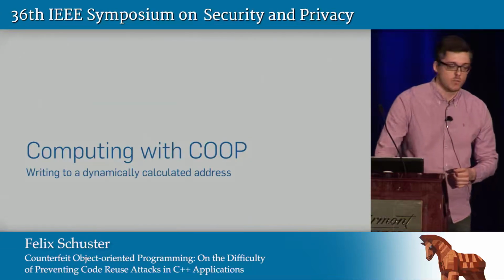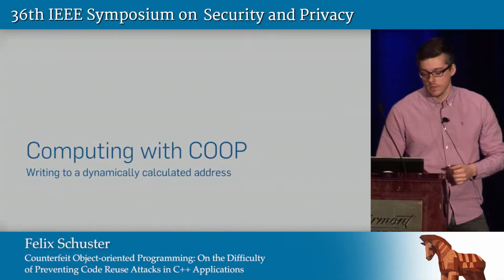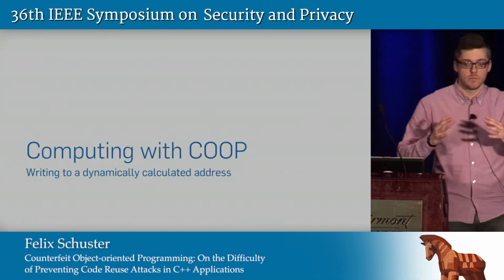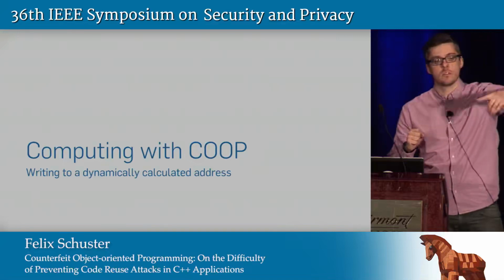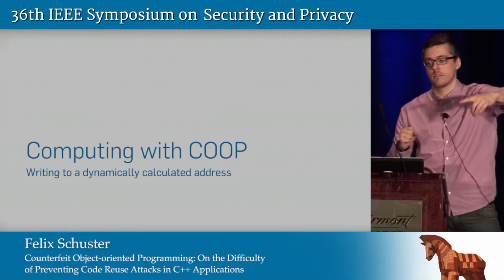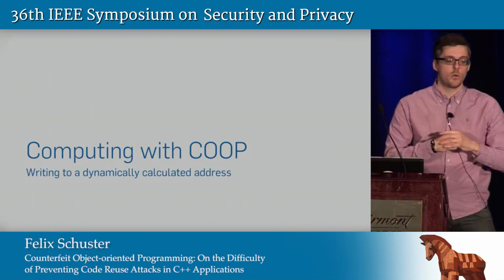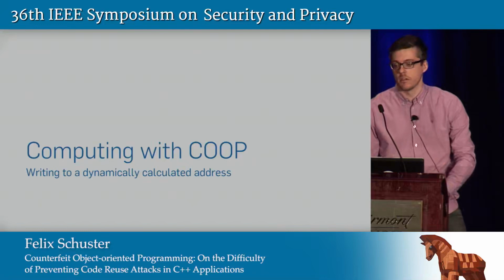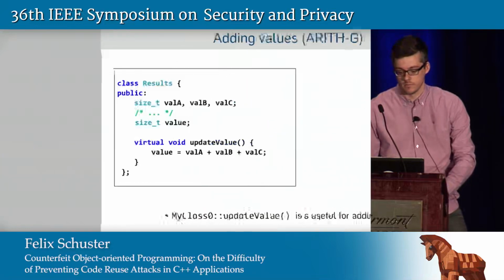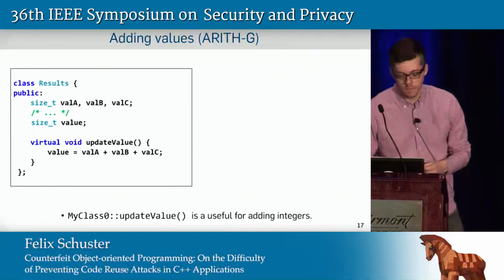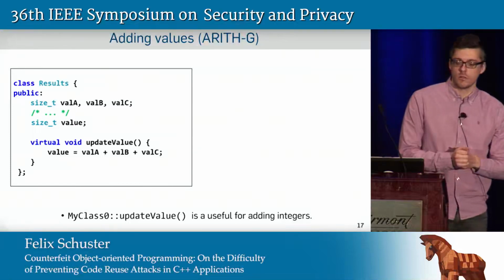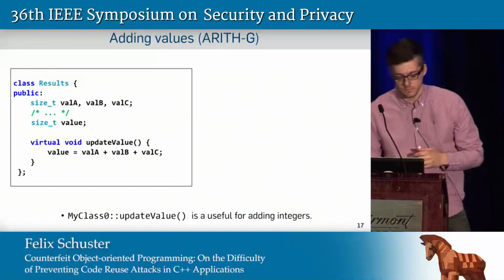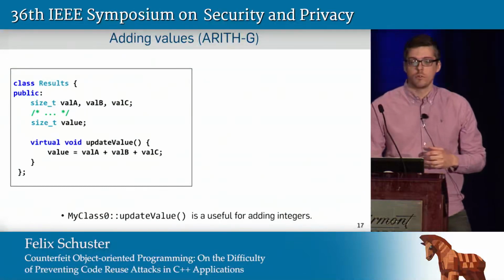Okay, this was a main loop gadget, and now comes how you can actually compute in COOP. As I said, we have this main loop gadget, and it invokes different virtual functions that we want to execute. Now I'm going to show you how we can do some meaningful computation by reusing virtual functions on our own injected counterfeit objects. I'm going to present two very simple VF gadgets, and show you how we can combine them.